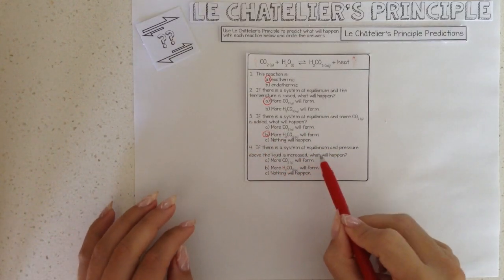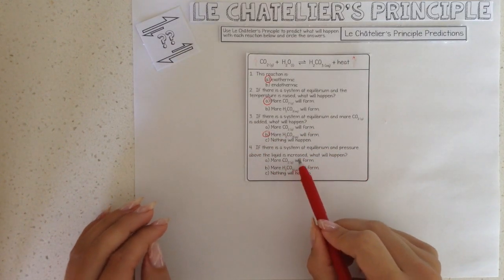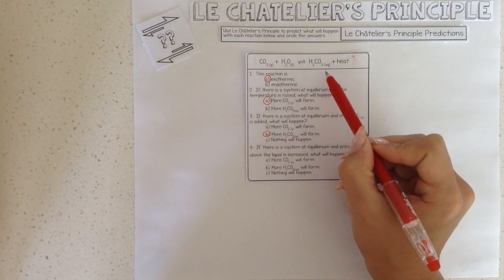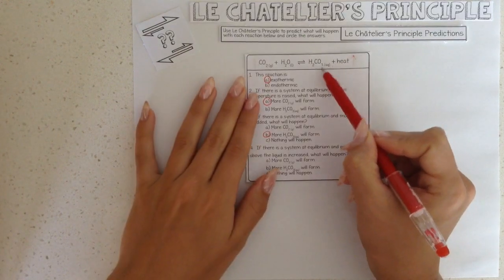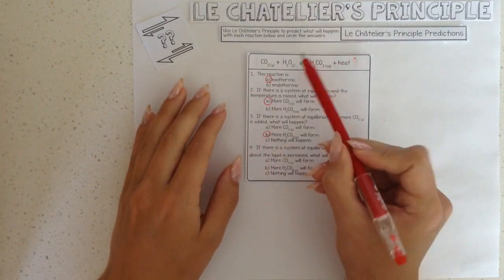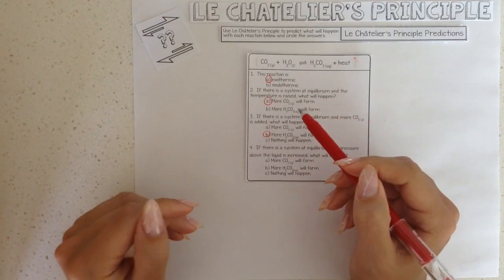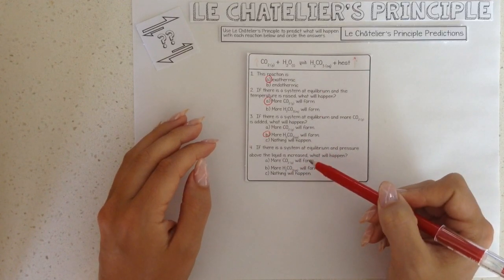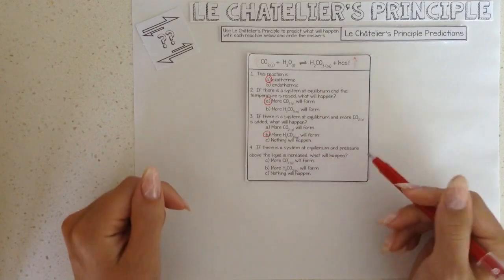If there is a system at equilibrium and pressure above the liquid is increased, what will happen? Well, our product here is aqueous, it means dissolved in water. So it's not a gas, that's not going to matter. Liquid water, a reactant, not going to matter. CO2 gas, so gases and pressure are related.